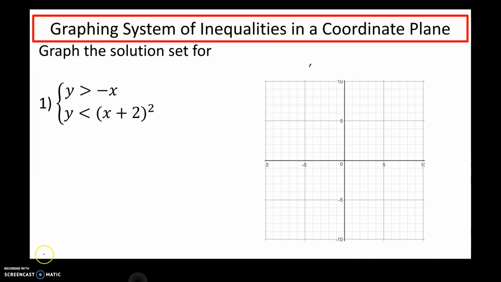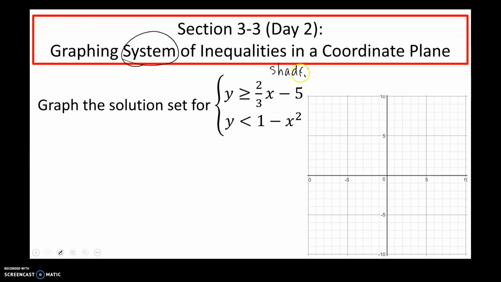Shaded region. It's a system, so when we find the solution to a system, we're looking for the overlap because we need both conditions to be true.